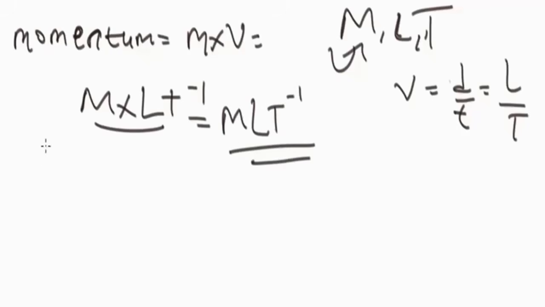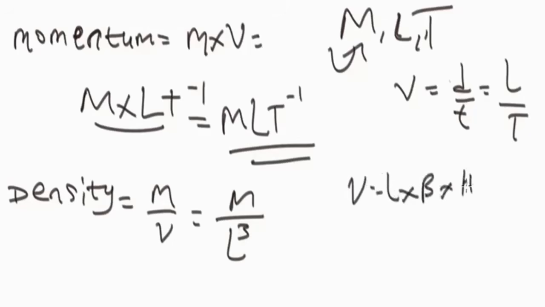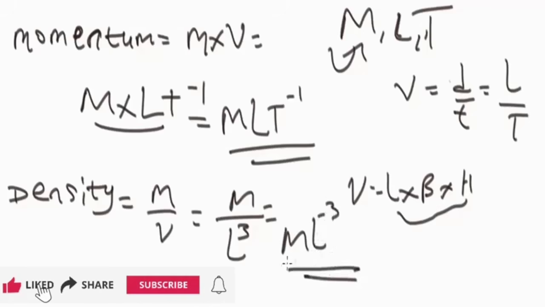Momentum. Alright, so what if we are asked to find the dimension of density? What is it going to be? Density is calculated using mass over volume. So mass will remain the same. Volume is length times breadth times height. So everything here is talking about length. That's why we have three lengths there, that's why we have length cube. So when you express it this way, it's going to be mass per length cube. So this will be the dimension of density.